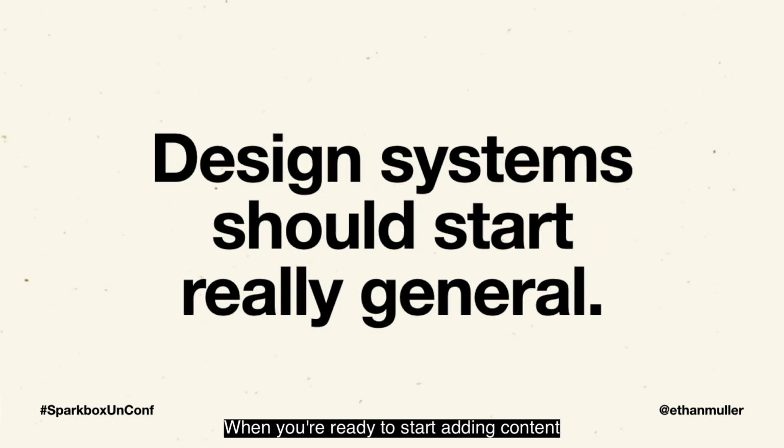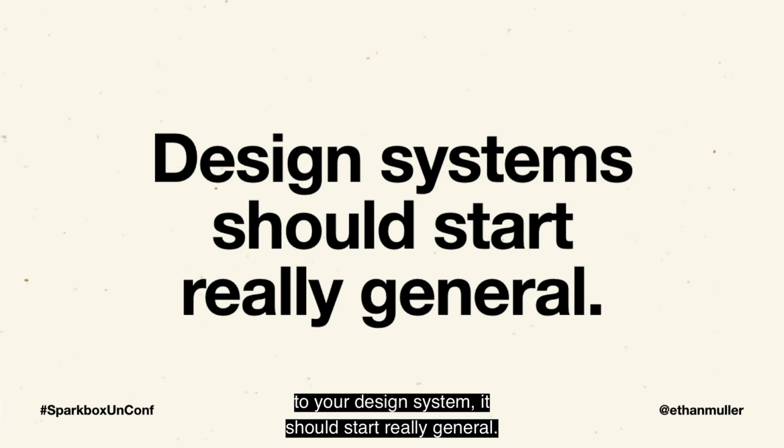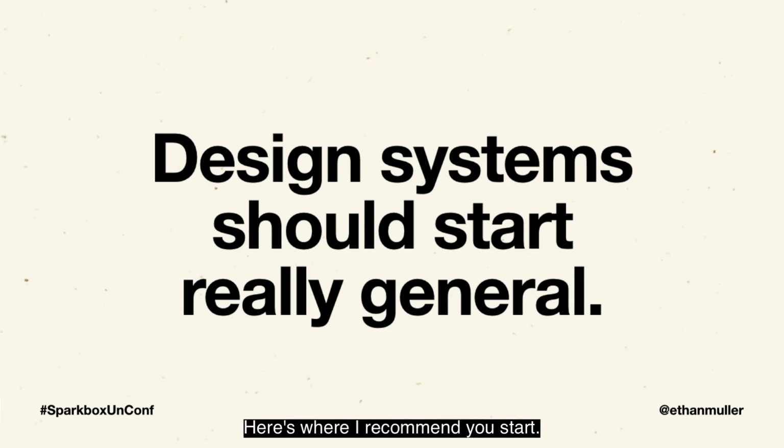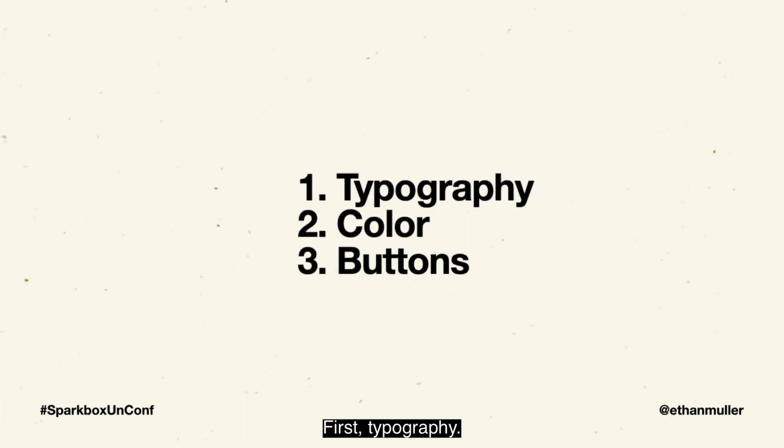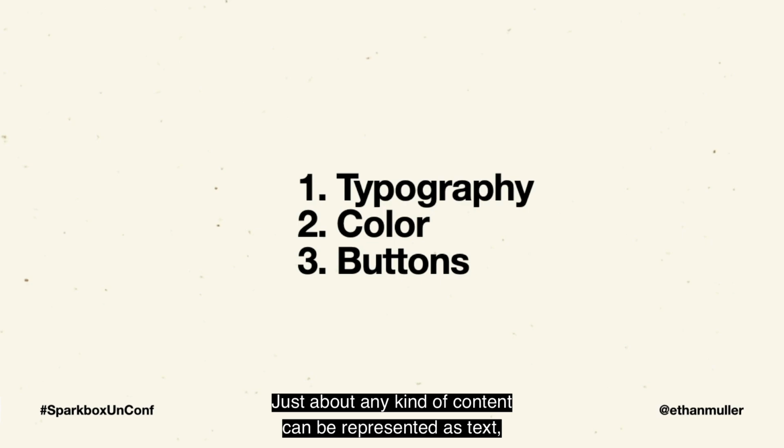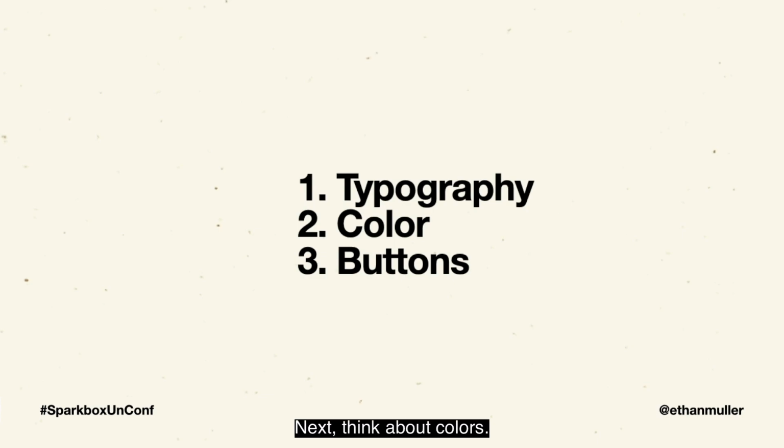When you're ready to start adding content to your design system, it should start really general. Here's where I recommend you start. First, typography. Figure out what typefaces you're going to be using. Figure out some heading and paragraph styles. Just about any kind of content can be represented as text, so it's worth it to make sure that your typography foundation is rock solid. Next, think about colors. What colors are associated with your brand? And how do those colors map up to common UI colors like error states and forms?